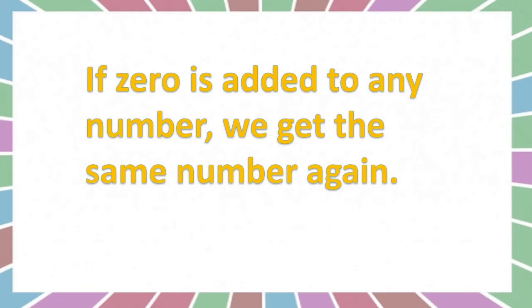10 plus 0 is equal to 10. 25 plus 0 is equal to 25. Or you can take a big number like 99 plus 0 is equal to 99. Or any big number you can take. When we add 0 to that number, we get the same number again as the answer. Okay? This is fixed. You must remember this.